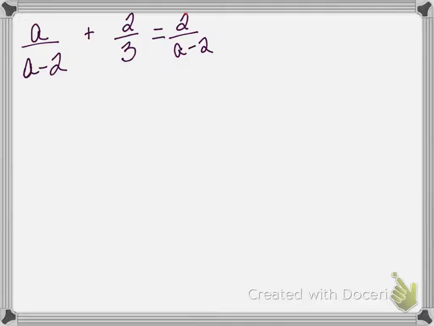Now, I'm going to give you about 1 minute. I want you to tell me what it is that A cannot be, and I want you to tell me my LCD. Okay? 1 minute. You are determining my LCD, and you are determining what A cannot be.